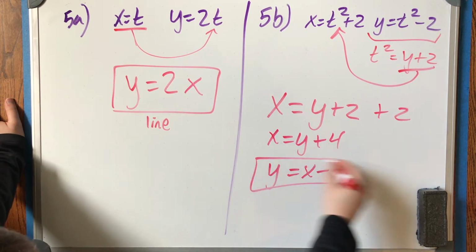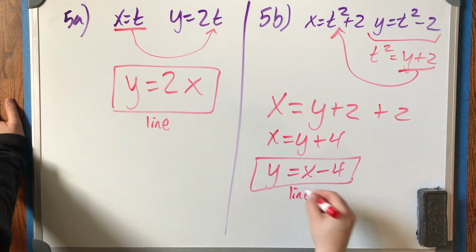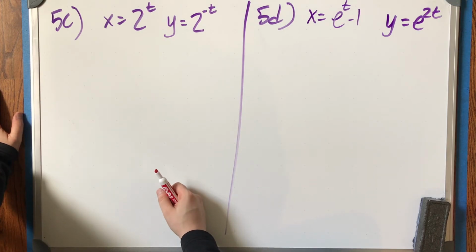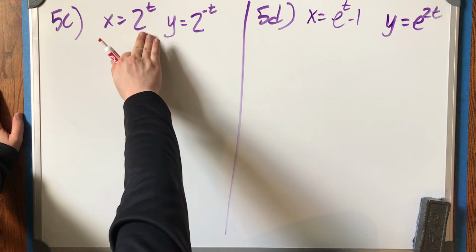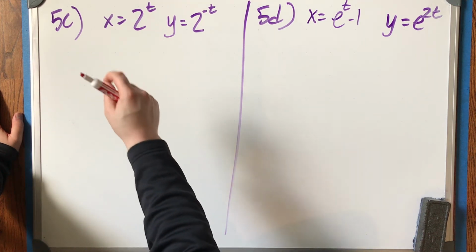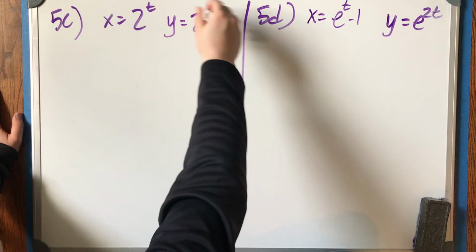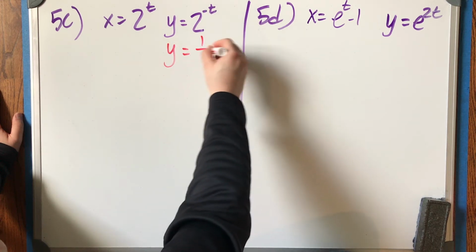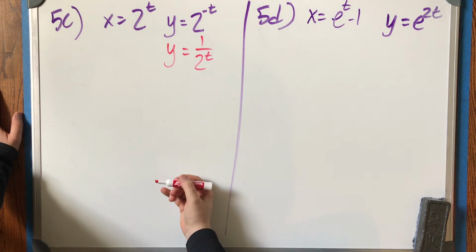x minus 4, that is the rectangular version of that parametrics, and again, these guys make a line. All right, 5c. What we want to do is try to find a 2 to the t. Wow, that's hard, that many t-sounding words right there, 2 to the t. So I'm going to start with this one over here, and I'm going to use that negative exponent to rewrite this. So this is really y equals 1 over 2 to the t.